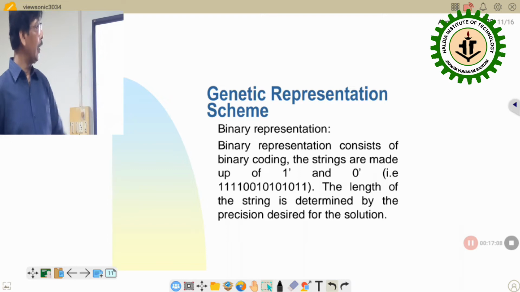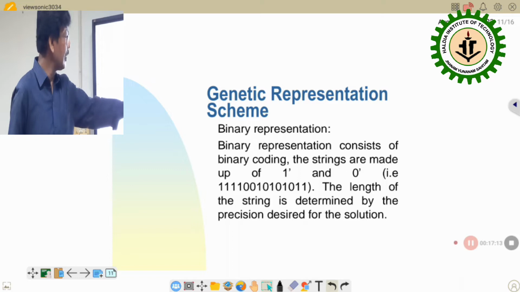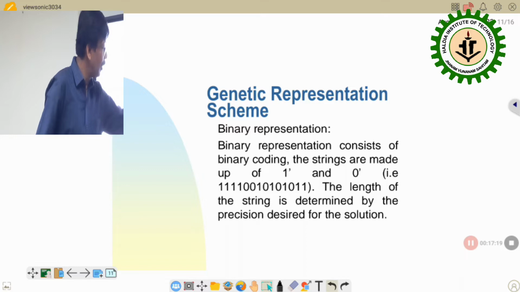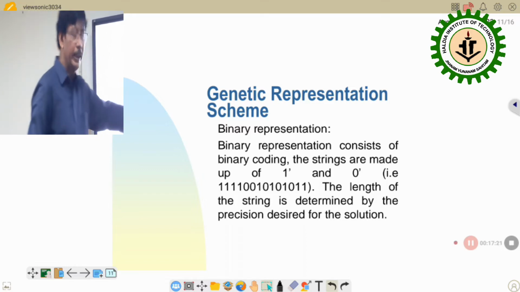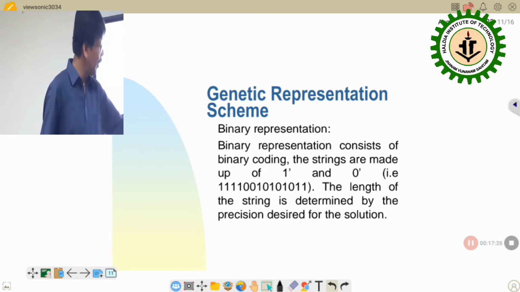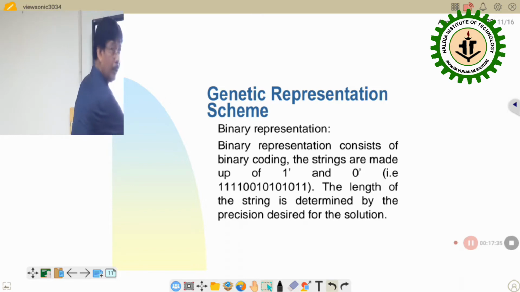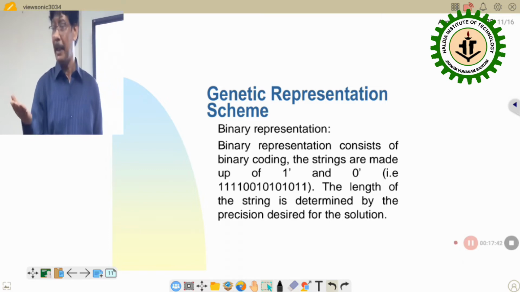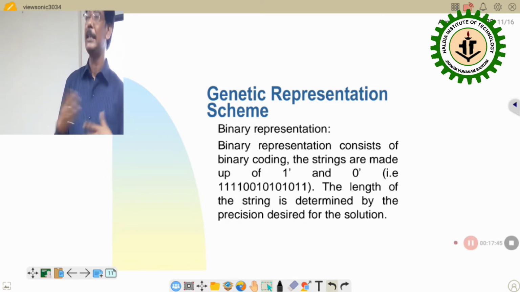Now this is the way I can represent a decimal solution as binary bits. The binary representation consists of 0 and 1 bits, and suppose this is one of the solutions. You should know how to decode this binary string into a decimal value. To decode, you compute 2 to the power 0 into 1 plus 2 to the power 1 into 1 plus 2 square into 0 plus 2 cube into 1 and so on. Why are you multiplying by 2 to the power 0? Because binary has base 2, either 0 or 1. For decimal it will be 10.